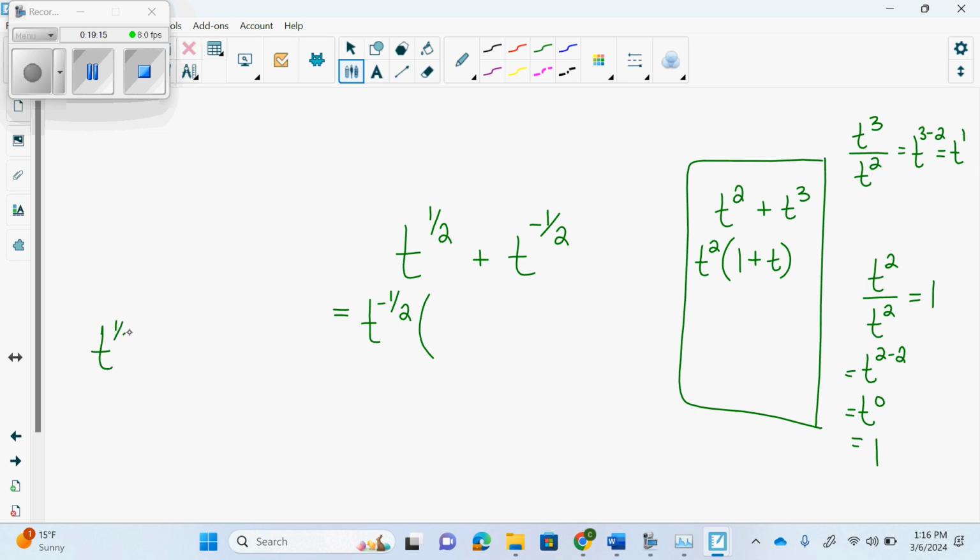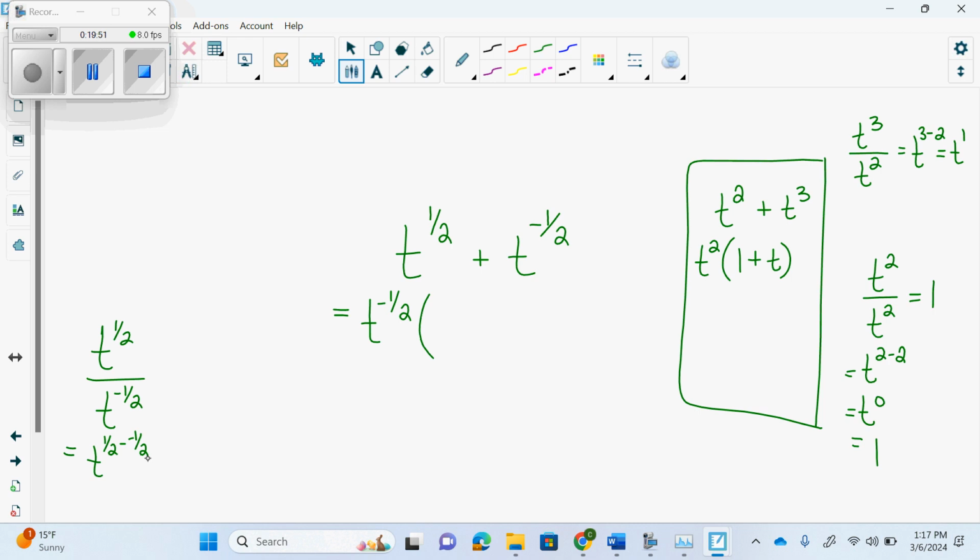T to the 1/2 divided by t to the negative 1/2. Is that a true statement? Yes. When I have 2 bases that are the same being divided, what do I do with those 2 exponents? Subtract them. So what does this give me? This gives me t to the 1/2 minus negative 1/2. Over here I had t to the 3 minus 2. Yes? Here I have t to the 2 minus 2. So here I have t to the 1/2 minus negative 1/2.